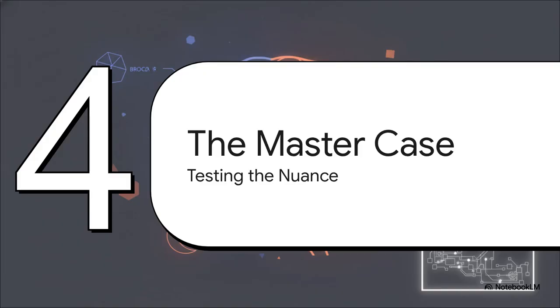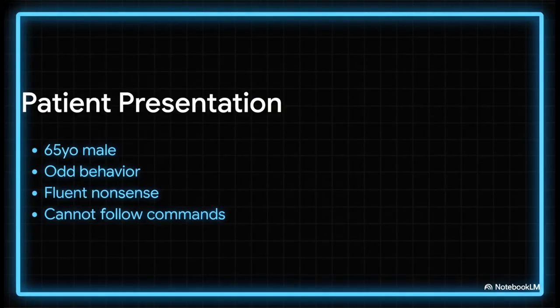Now for the master case, testing the nuance. This is where we calibrate your logic for a perfect clinical score by forcing flawless integration of all this preceding data. Consider this structural blueprint. We have a 65-year-old male presenting with sudden onset odd behavior. He speaks fluently with perfect intonation, but makes 0 sense whatsoever. When you ask him to raise his arms or close his eyes, he's completely unable to follow your simple commands.